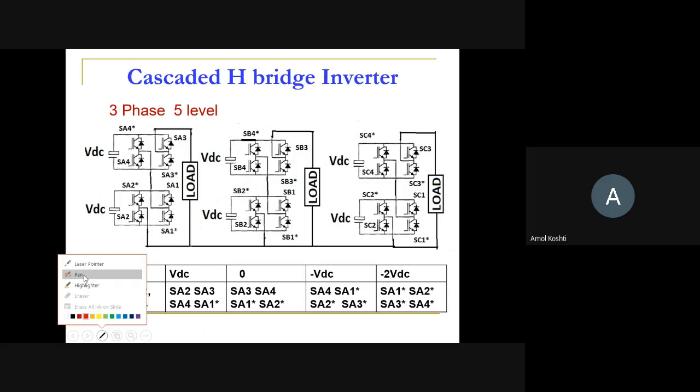Now on the screen you can see the three-phase five-level inverter. I have directly taken the inverter here. The name itself is cascaded H-bridge type inverter. Here you can see the bridges are connected in combination, so that we can get a three-phase output waveform at the load side.